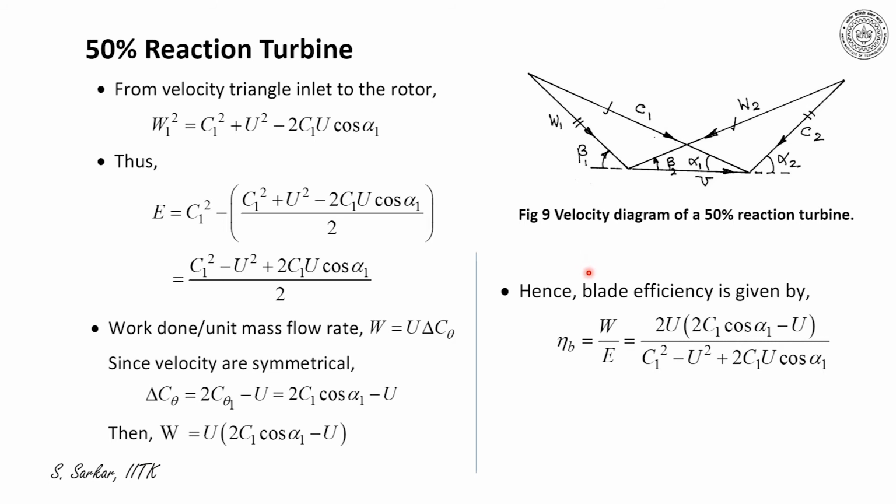Thus, the blade efficiency is expressed as eta B is equal to W by E, which is equal to twice U within the bracket twice C1 cos alpha 1 minus U divided by C1 squared minus U squared plus twice C1 U into cos alpha 1. Thus, I have got the expression for blade efficiency of a 50% reaction turbine.